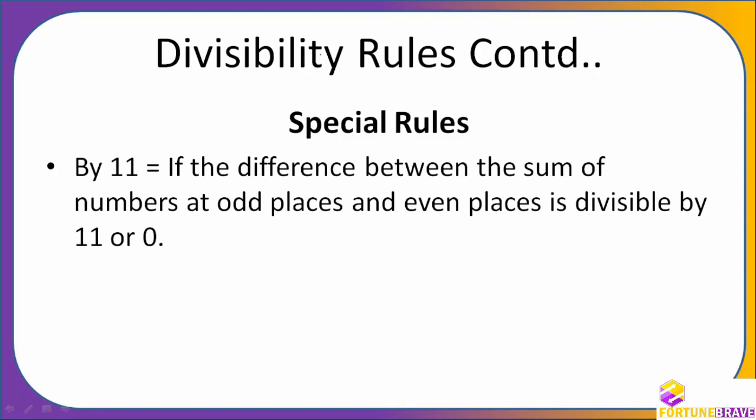Again we are going to take an example to solve this so that it will be amply clear. 6 2 6 7 8. What I'll do, you just see. I'll take alternate numbers and add them. 6 plus 6 is 12, 12 plus 8 is 20. So this is the sum of numbers at odd places.